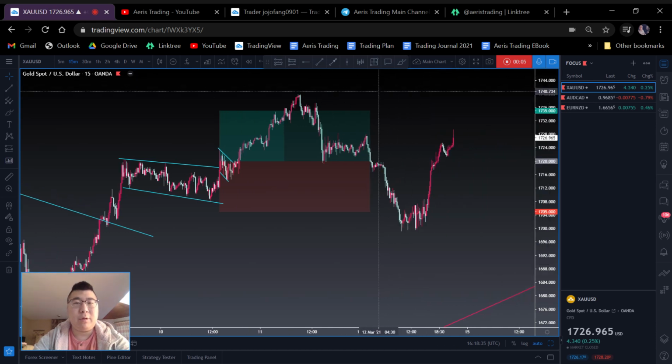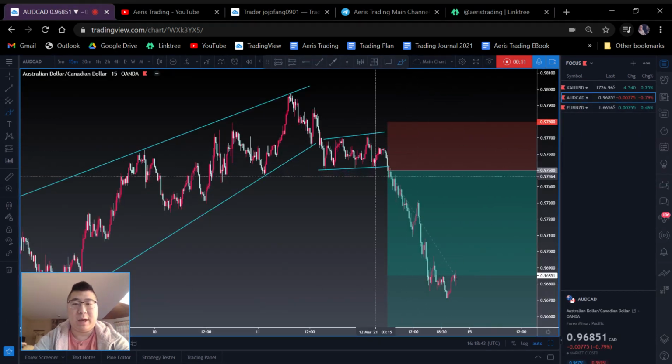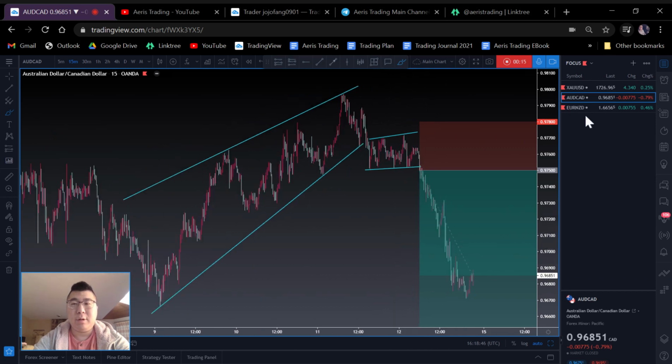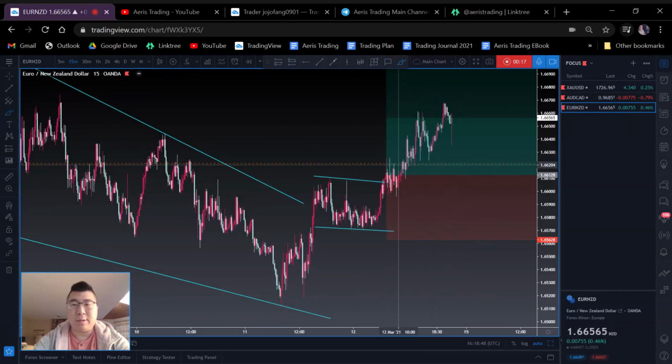So this week I only took three trades. I took a trade on gold that resulted in a break even. I have a trade in Aussie CAD that's looking pretty good in profit. I think it's about 2% or so. And I'm also in Euro Kiwi. It's running about 1% or so. So let's take a look into them.